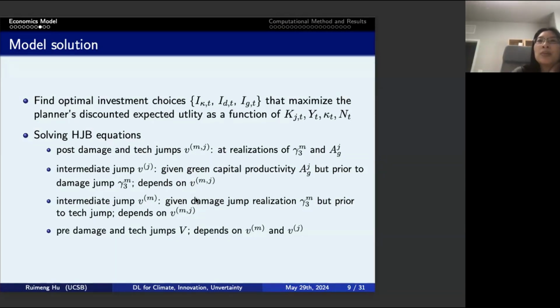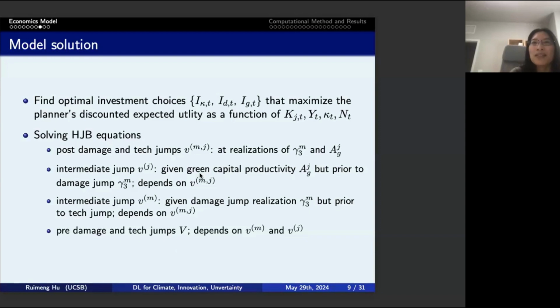After both of them are solved, which can be done in parallel because VJ and VM are not coupled with each other, we write down the HJB equation for the pre-damage, pre-tech jump value function, which we denote by capital V, and this will depend on VM and VJ. I didn't put all the HJB equations in the slides because they are pretty long, and if you're really interested, you can go to our working paper, where they are all in the appendix for the different sets of HJB equations.